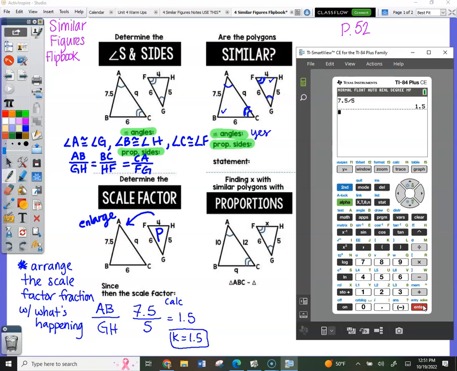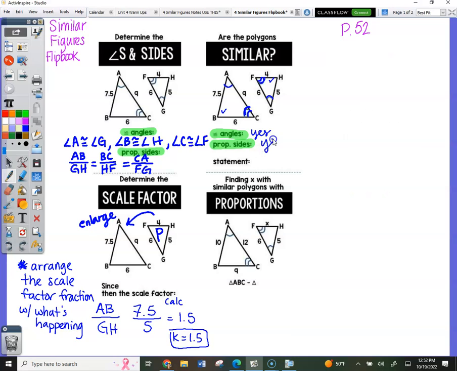If I pick 6, I have to divide it with what? 4. Leave it. Now pick the last one. 9 has to be divided by 6. That's good. Do all three of them come to the same answer? Yes. That means they are all proportional. So here, yes.